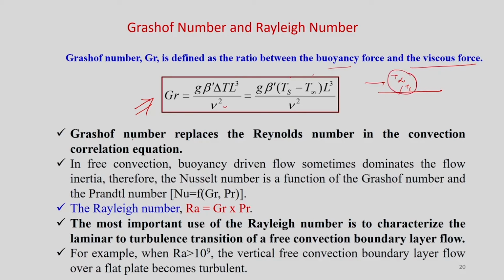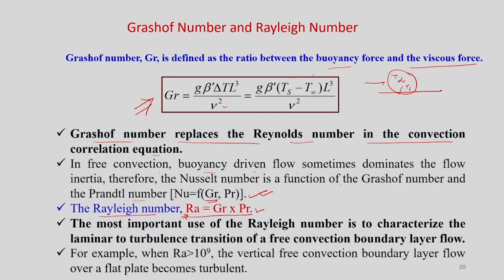So, this number replaces the Reynolds number in the convection correlation equation. In free convection, buoyancy driven flow sometimes dominates the flow inertia. Therefore, the Nusselt number is a function of this number and the Prandtl number. Also we define the Rayleigh number, which is this number multiplied by the Prandtl number. In most cases we will use this Rayleigh number directly for calculation of the heat transfer coefficient.